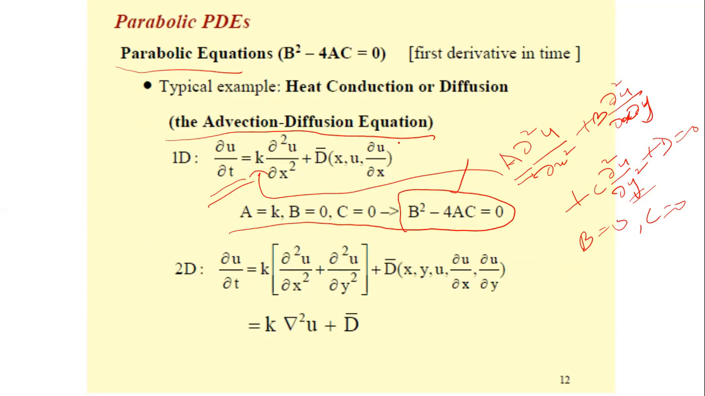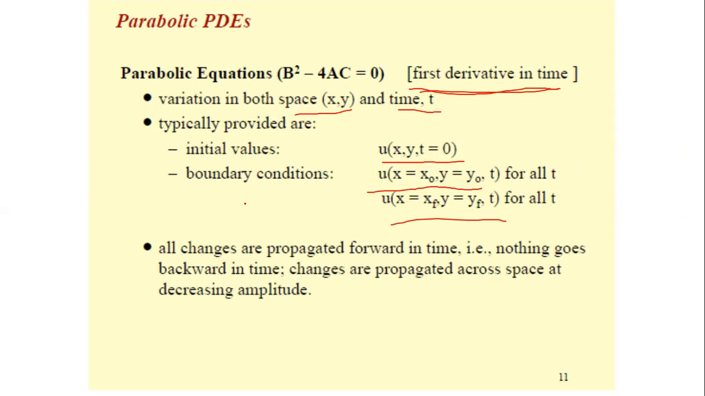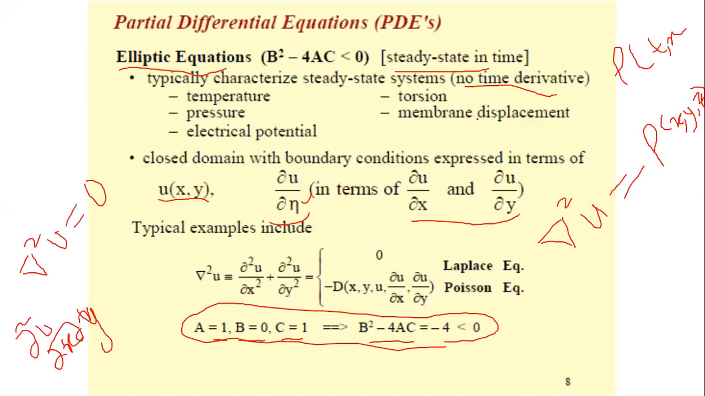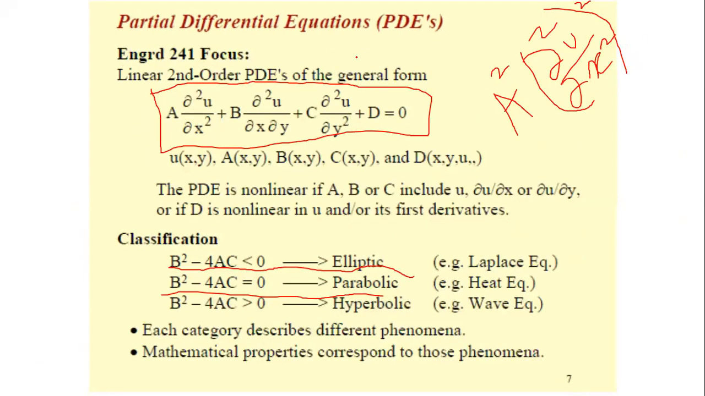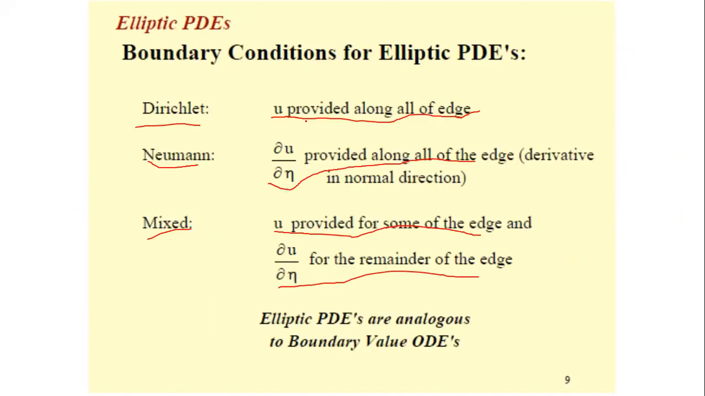If you look at this one-dimensional advection diffusion equation, the coefficient of del square u upon del x square is what you have here as a. In general, del square u upon del x square is a, del square u upon del x del y is b, and del square u upon del y square is c, right?